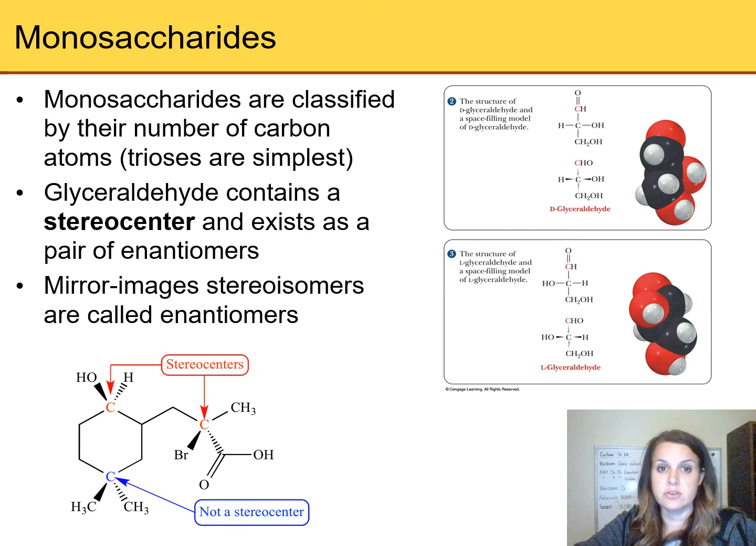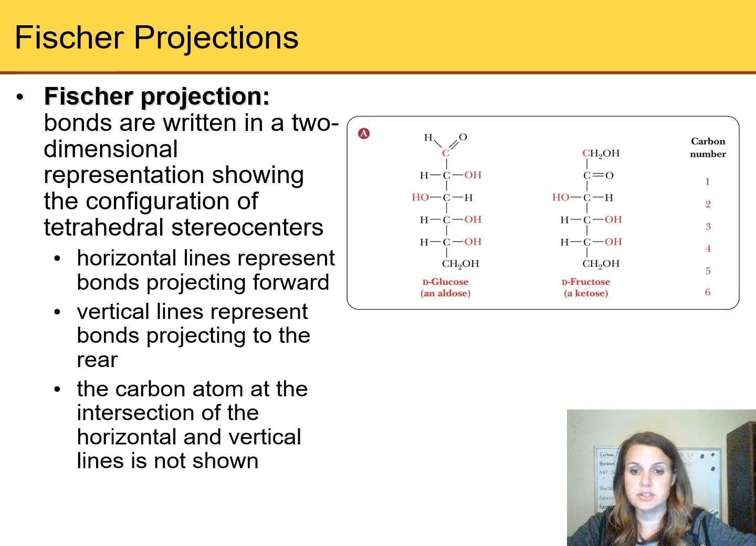So what's a stereocenter? A stereocenter is an atom, typically a carbon, that has 4 attachments that are unique from each other. Since each attachment is unique, if we move any 2 attachments to another position, then we would form a new molecule. Fischer projections are a way to represent these carbohydrates in a 2-dimensional form, even though the molecule is 3-dimensional. What you see here is that the lines that represent bonds projecting forward are horizontal, and the vertical lines represent bonds projecting to the rear.